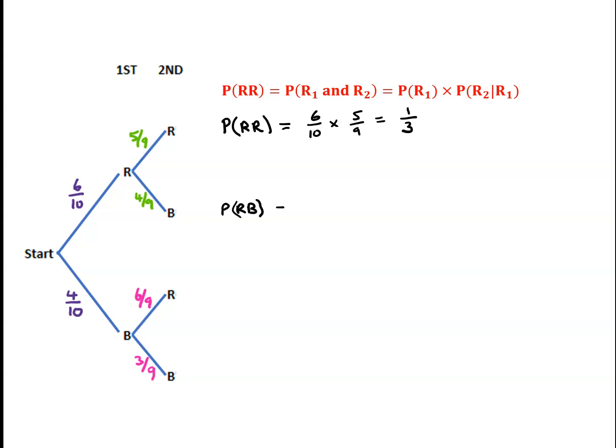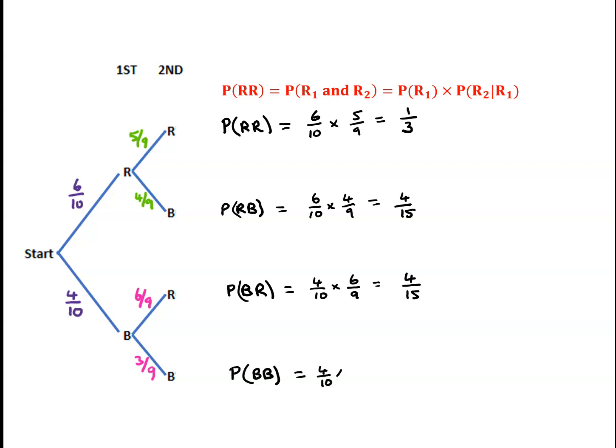Similarly, the probability I get a red then a blue is 6/10 times 4/9, which is 4/15. The probability I get a blue and then a red will be 4/10 times 6/9, which gives me 4/15. And finally, the probability I go blue then blue is going to be 4/10 times 3/9, which gives me 2/15.